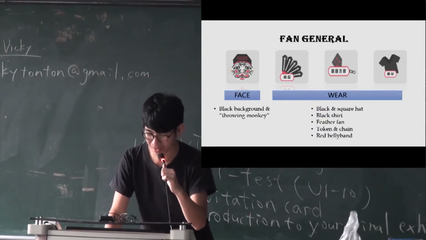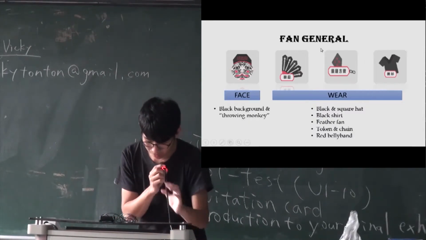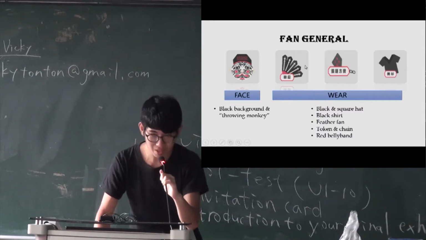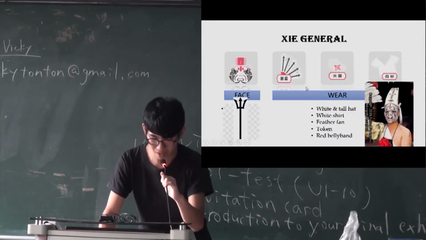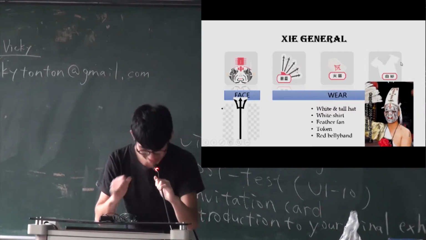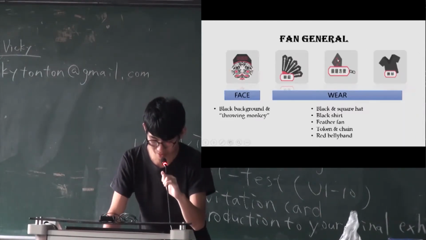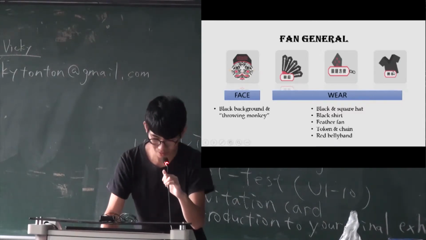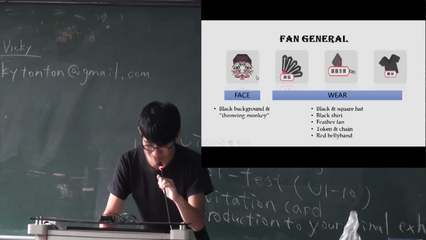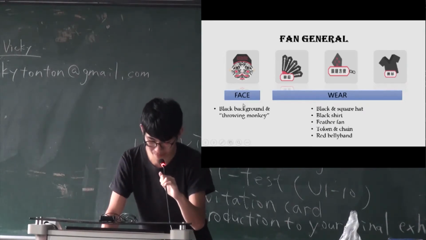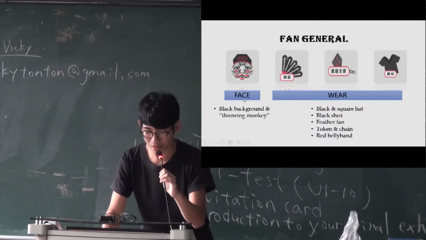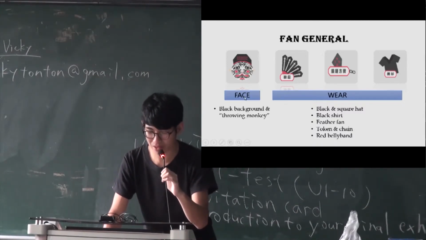White hat，然后 feather fan. And the last one is Fan General. His name is Wu Shefan. He is also known as Eight Grandfather. 他是八爷。And his job is also catching the ghost and the devil, like Xie General, like his brother. Okay. And the difference between Xie General and Fan General is face and color. 就 Xie General is white, and Fan General is black.